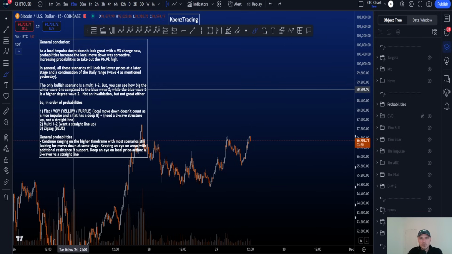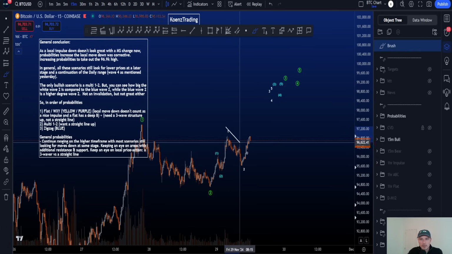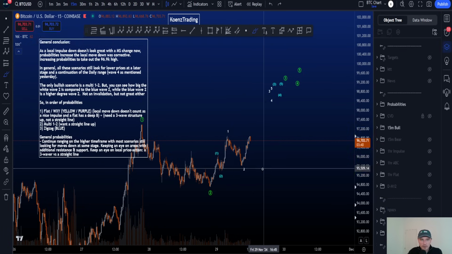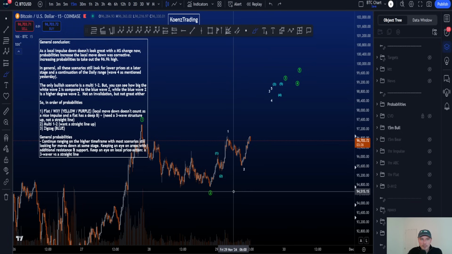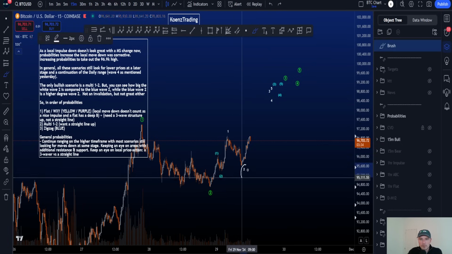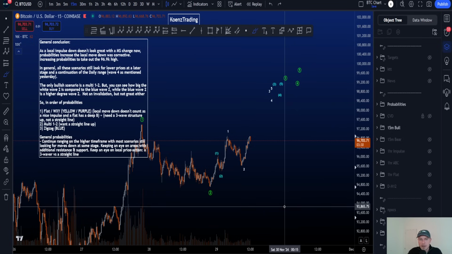The only bullish scenario is a multi-1-2, which is this one. But you can see how big the white wave 2 is compared to the blue wave 2, while the blue wave 2 is a higher degree wave 2 compared to the white wave 2, which is a lower degree wave 2. It's not an invalidation, but it's not great, right? It does impact the probabilities.